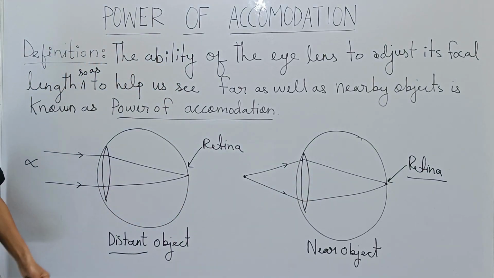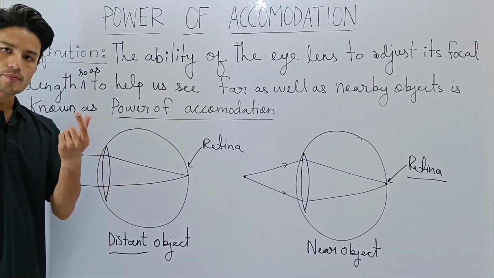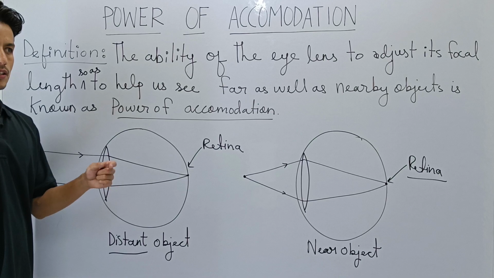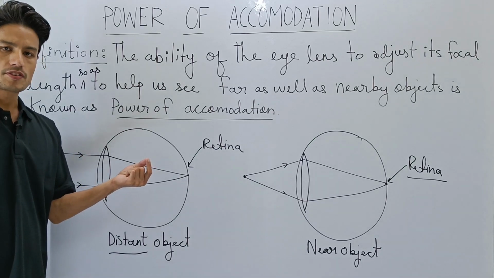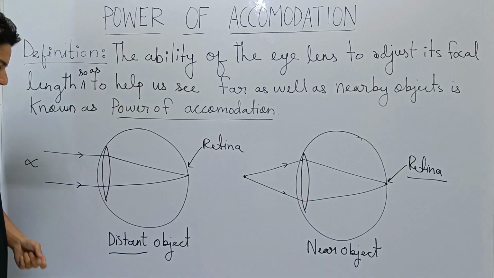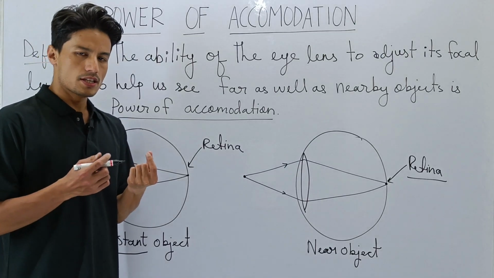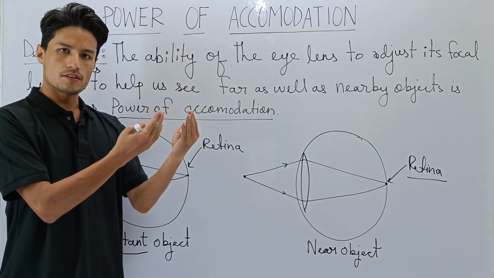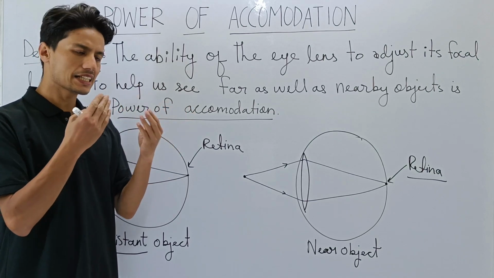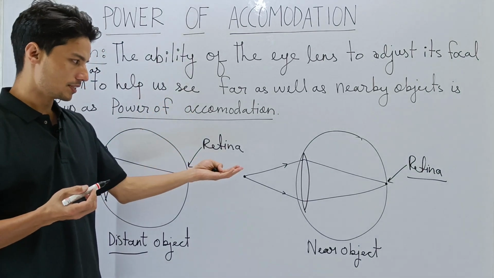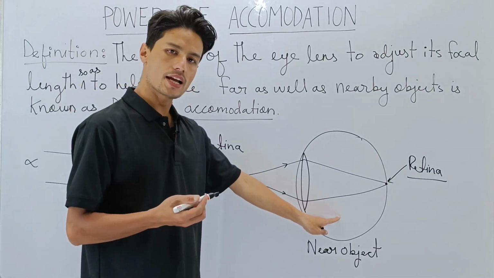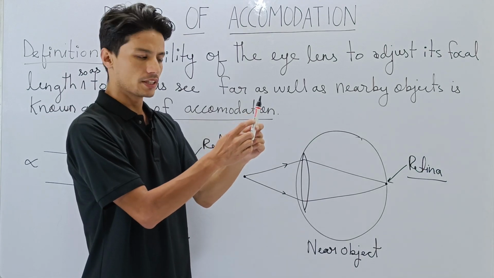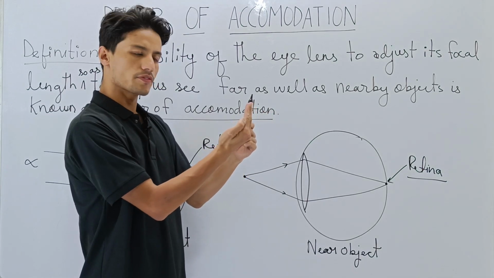Now according to your textbook, two more very important pieces of information are given to you. They are the least distance of distinct vision and the far distance of distinct vision. The least distance of distinct vision means the minimum distance at which, if you view the object, the image will be formed distinctly on the retina. As per the textbook, the least distance of distinct vision, at which the writing on the object will be clearly visible to me, is 25 centimeters.